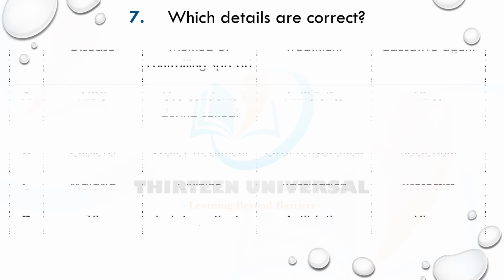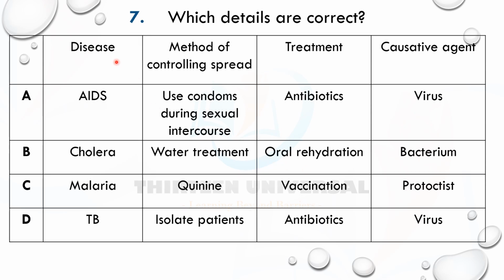Which details are correct? Let's check. AIDS, use of condoms during sex. You can control it that way, but you don't treat it with antibiotics, so this cancels A. Antibiotics are used only to treat bacterial infections. B, cholera, water treatment, yes, oral hydration, yes. Cholera is caused by a bacterium. This seems to be correct, but let's check the other ones. Malaria, quinine is for treatment.